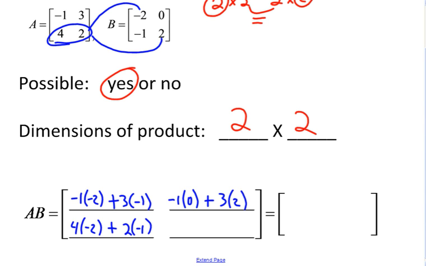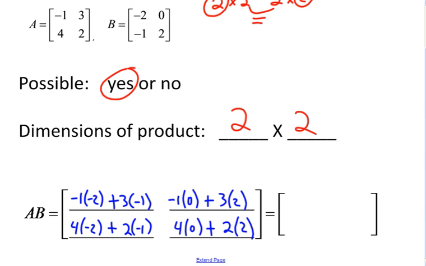I always put negative numbers in parentheses because it reduces the chance that you're going to make a mistake. Okay, so now we've got the second row, first column done. Now we have to do the second row, second column. So 4 times 0 plus 2 times 2. So we have the multiplication out of the way. We have the finding what the numbers are going to be multiplied together with. Now we just have to add and subtract.